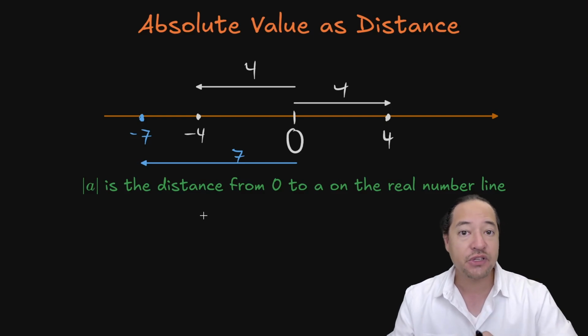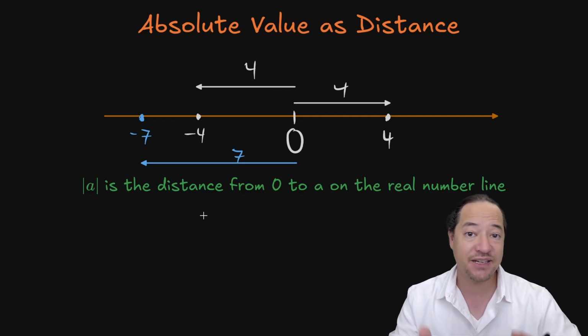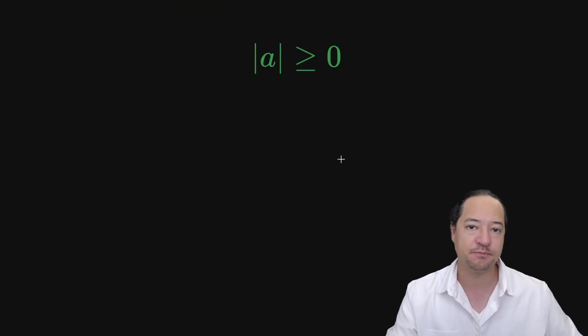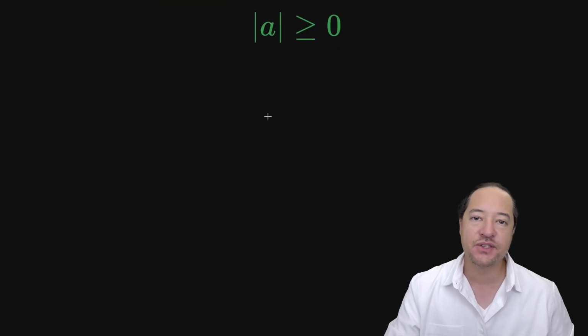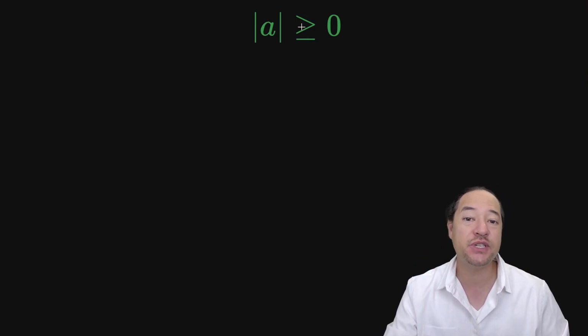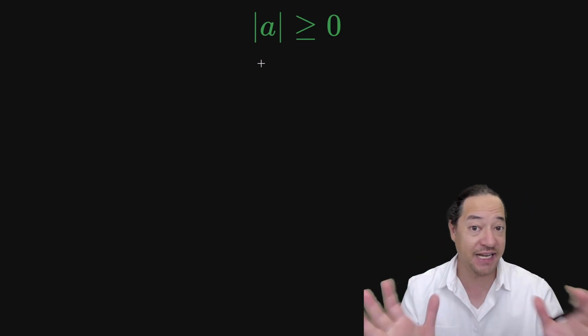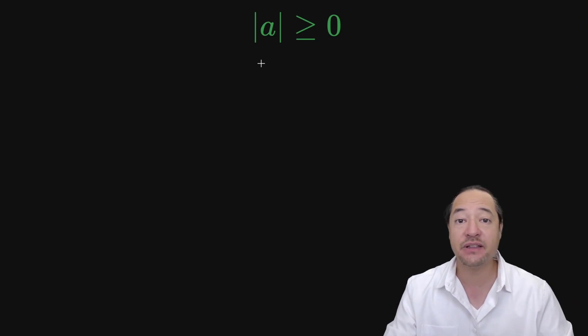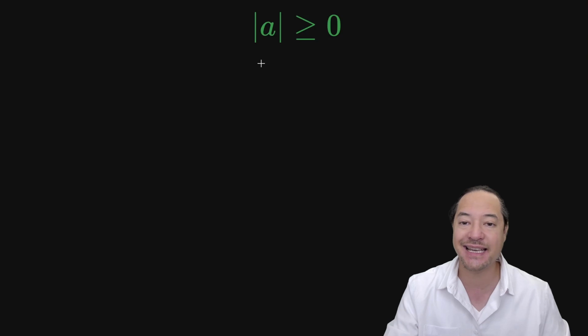We're going to have a couple of different properties or rules that we can develop from a basic understanding of absolute value. Let's take a look at the very first one. So the first property here is super simple. It's just saying that whenever you take the absolute value of anything, you're going to get something that is 0 or positive, right? You're never going to get a negative number.